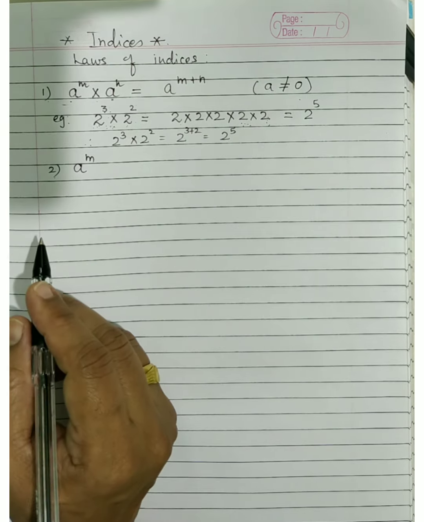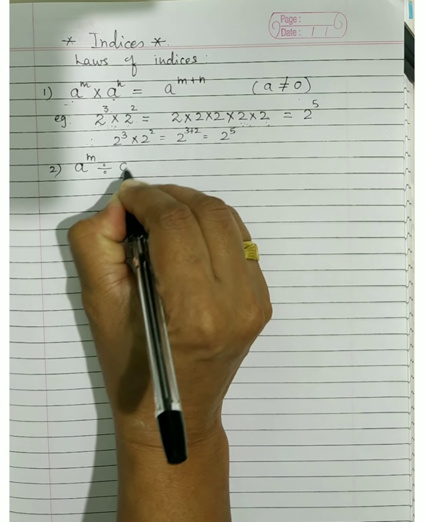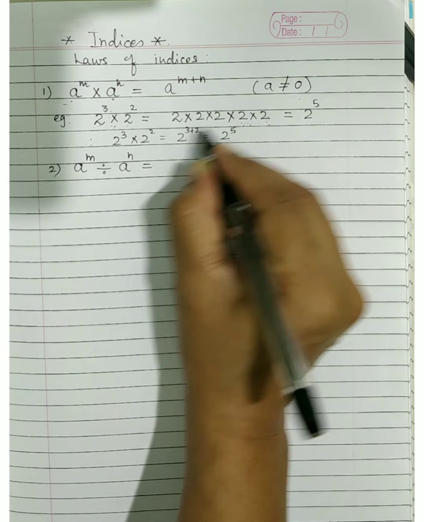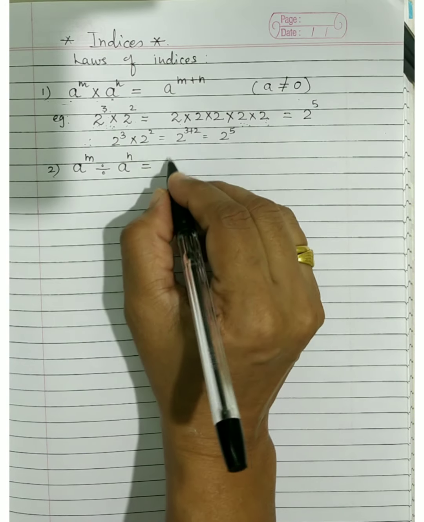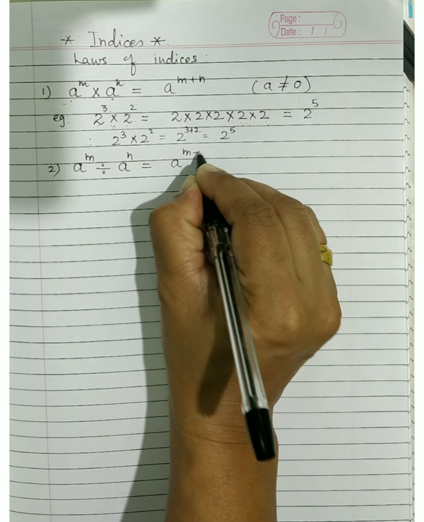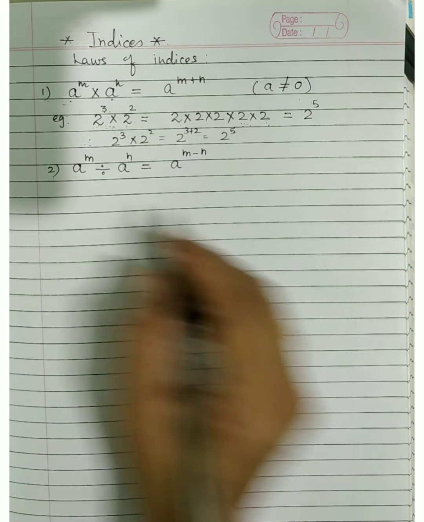Same way, if numbers with the same base are divided, if you have got a raised to m divided by a raised to n, what will happen? Here in multiplication the power is increasing, in division the power will reduce. So it will become a to the power m minus n.